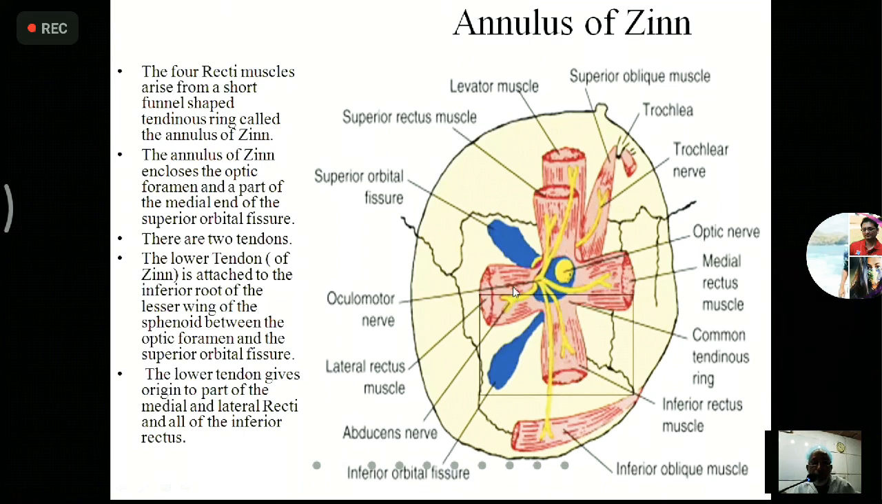So what happens for the upper one? If there is a lower tendon, then the upper tendon, the whole of the superior rectus goes through the upper tendon, and part of the lateral rectus and part of the medial rectus. All of the superior rectus arises from the upper part. So the inferior rectus takes origin from the lower part of the tendon, and the superior rectus takes origin from the upper part of the tendon. But the medial rectus and lateral rectus take origin from both tendons. This is a question of MCQ in part 1.